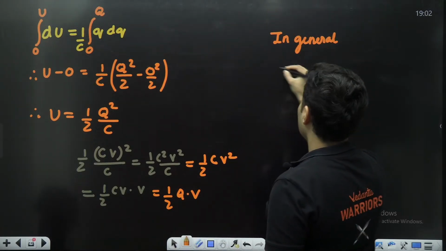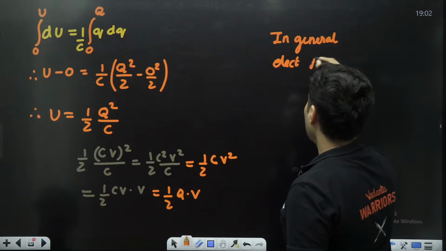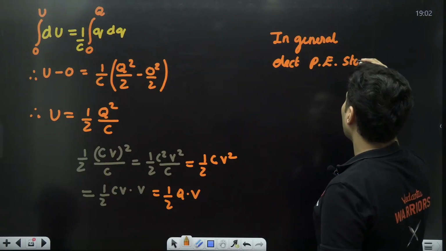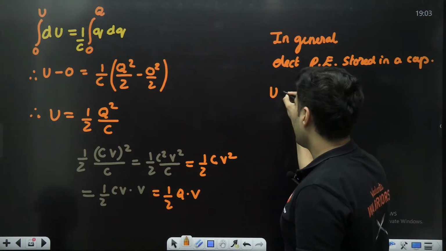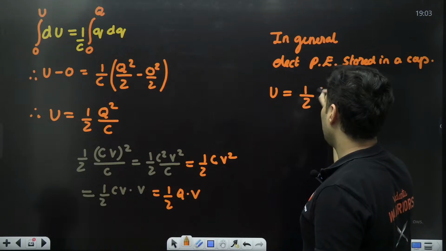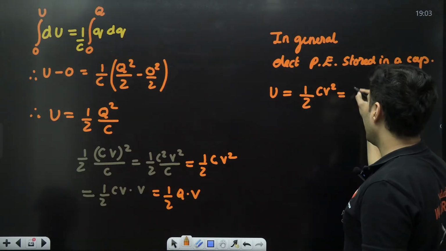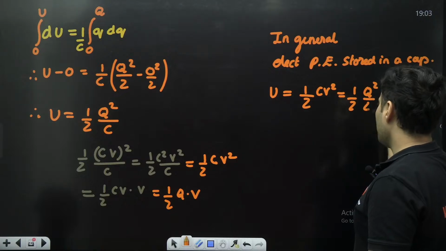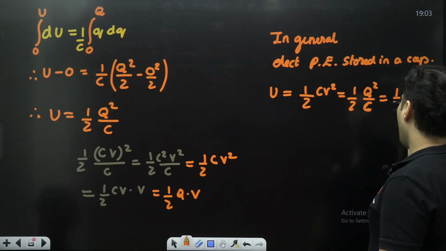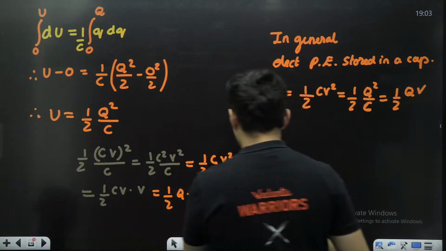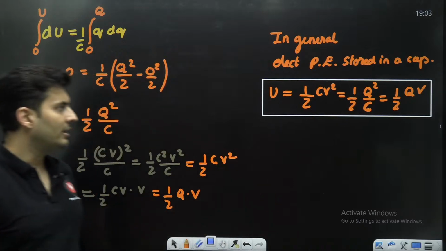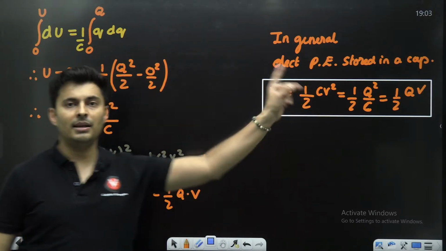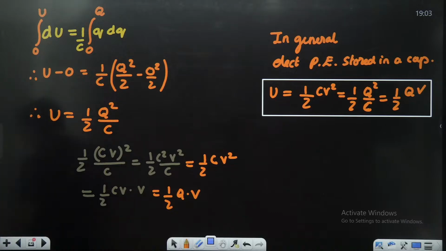I can say that the electrical potential energy stored in a capacitor has three different ways of writing it. I can write it as half CV square. I can also write it as half Q square by C. I can also write it as half QV. One and the same thing. This is like power is V squared by R or I squared R or voltage into current. One and the same thing. This is the energy stored in the capacitor. Is that absolutely clear? This particular formula.